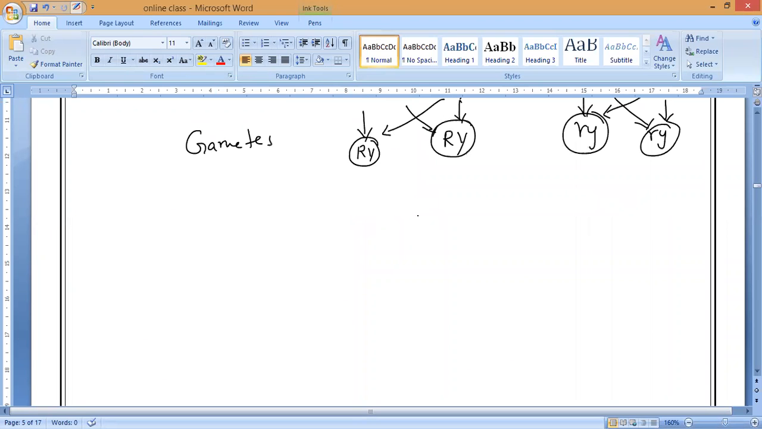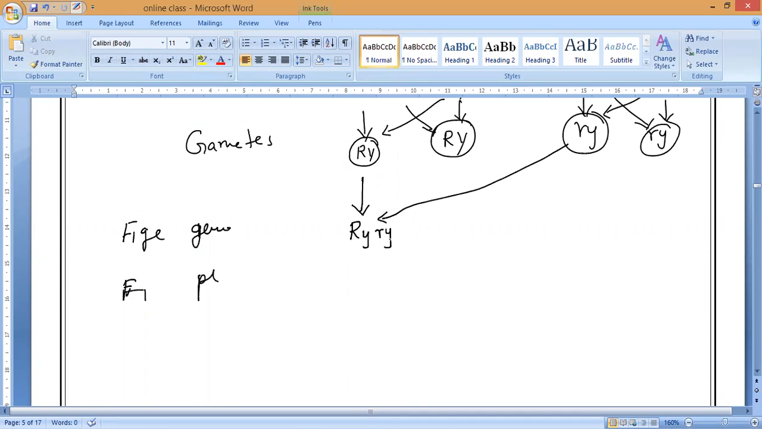Now you can go for fusion of gametes, that is, fertilization during crossing. So now fertilization will take place. What is the F1 generation? Tell me the genotype first, later the F1 generation phenotype. The F1 genotype will be capital R, small y, and similarly small r, small y. So we will rearrange it: capital R, small r, small y. Yes or no?